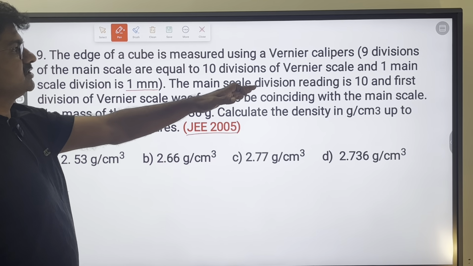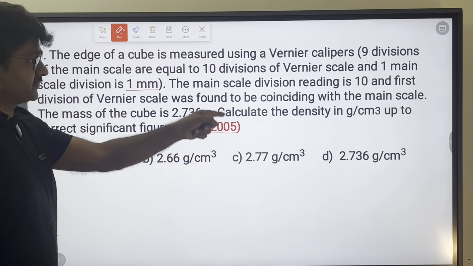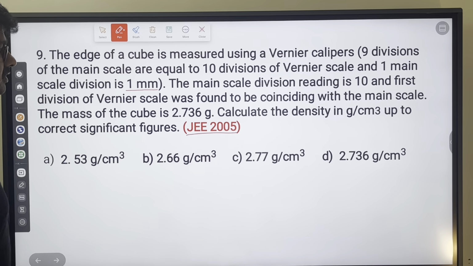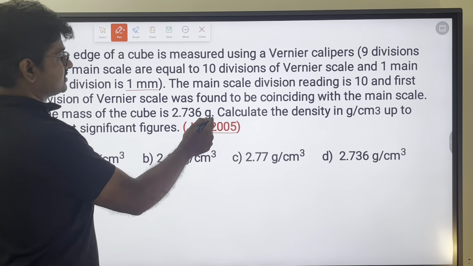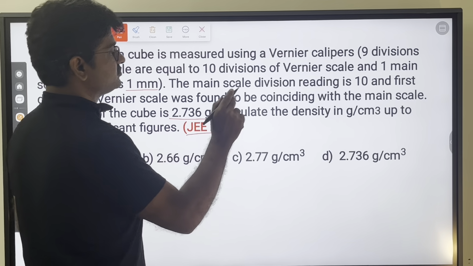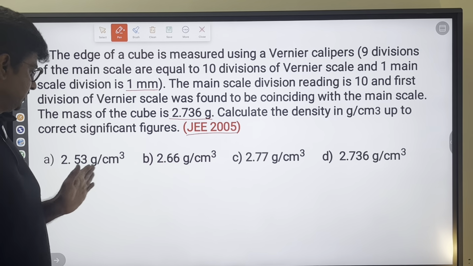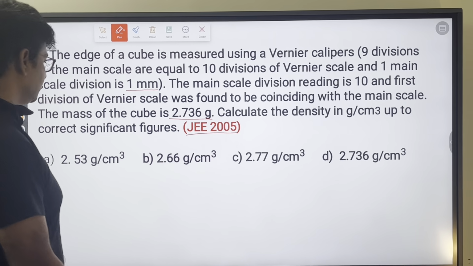The main scale division reading is 10, and the first division of the vernier scale was found to be coinciding with the main scale. The mass of the cube is 2.736 grams. Calculate the density in grams per centimeter cube up to the correct significant figures. Here 3 decimals are also given.